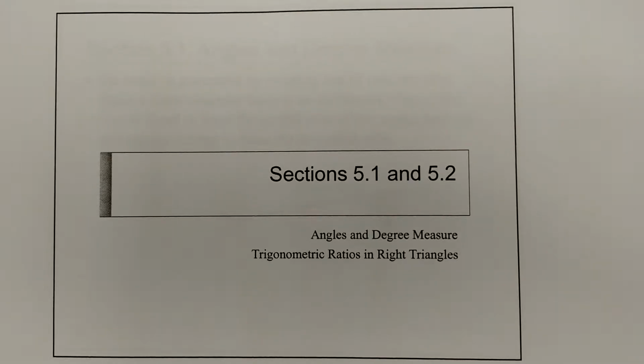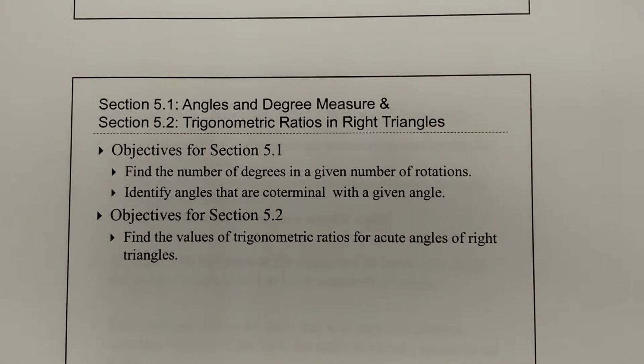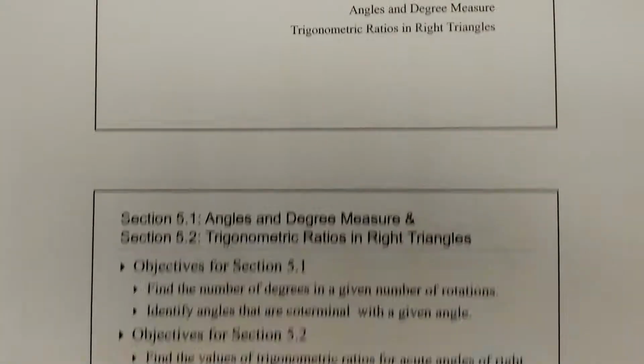Okay, here we have the first two sections for Chapter 5. They're put together because they're pretty short, relatively speaking. Angles and degree measures, and then trigonometric ratios and right triangles. So for 5.1, the number of degrees in a given number of rotations, and identify the angles that are coterminal. And 5.2, trig ratios for acute angles that are in right triangles.